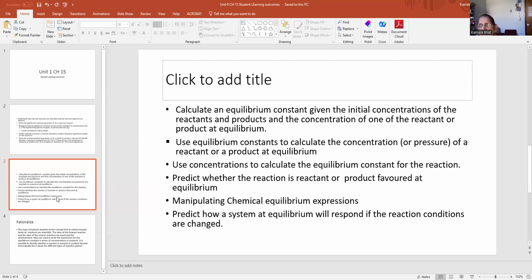And lastly, you will have to find out how a system in equilibrium will respond when a stress is applied, remembering that the stresses for equilibrium reactions can be pressure, volume, temperature, and of course the amounts of the products or reactants that are there. So all these you are expected to know and predict by looking at and manipulating the reactions.